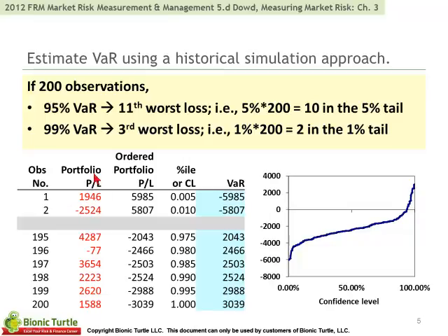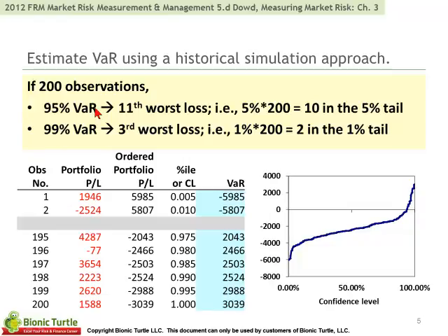Notice the portfolio of 200 profit and loss observations then gets sorted or ordered. So now it's not when it happened, but here we have the highest profit was almost 6,000, all the way down to the greatest loss, negative 3,039. Once sorted, the simple historical simulation is very straightforward. In this case, when we have 200 observations, what's the 95% value at risk?